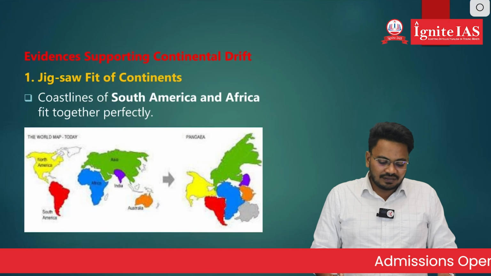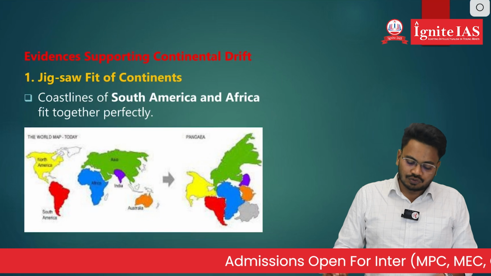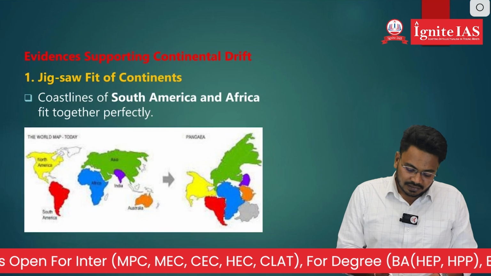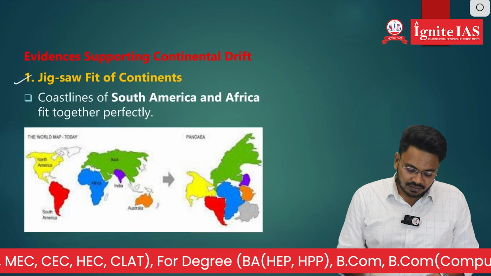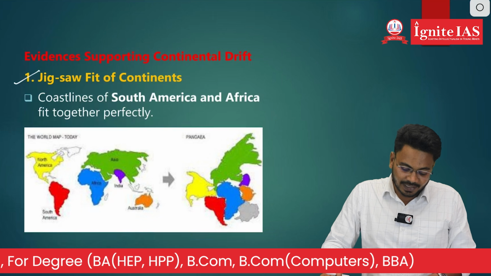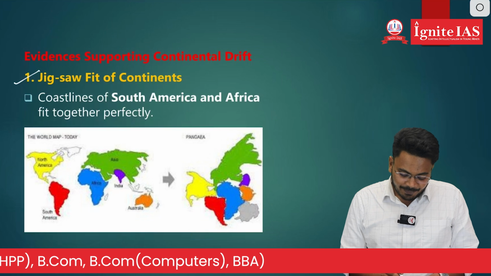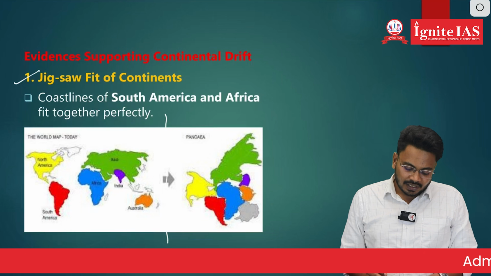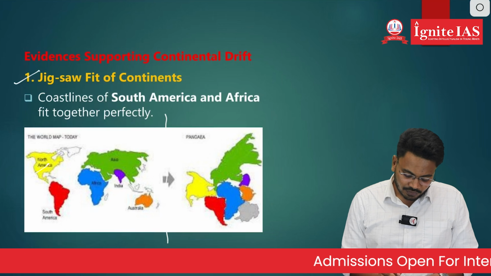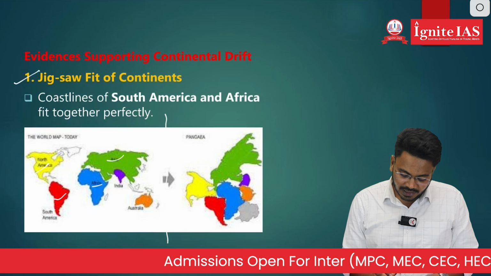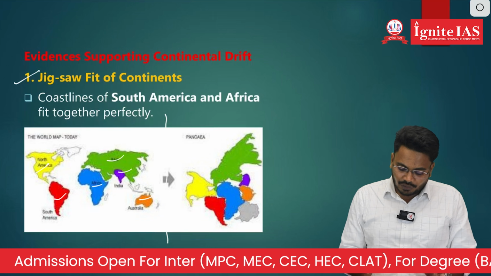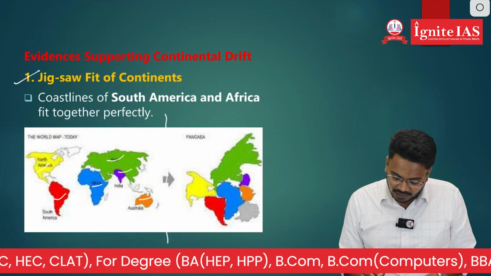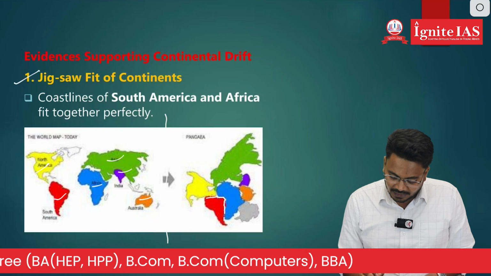Now if you see the evidences given by Alfred Wegener to support this continental drift theory, the first evidence is the jig-saw fit of continents. That means if you see the map today, this side of the map represents the present day map. Here we have North America, and here we have South America, Africa, Asia, India, Australia. Now if we combine the entire continents, we can see that all these continents fit near their coastlines.